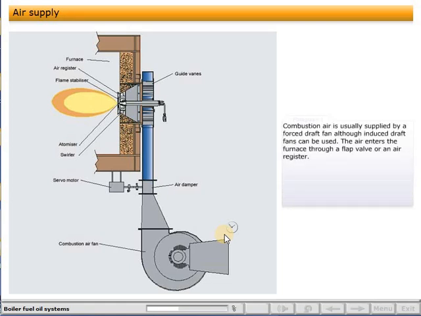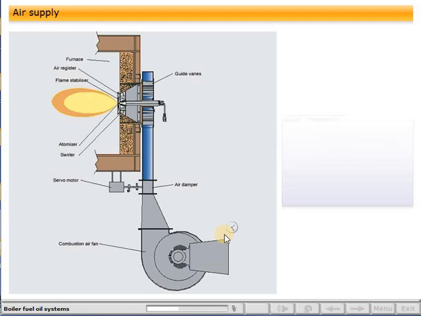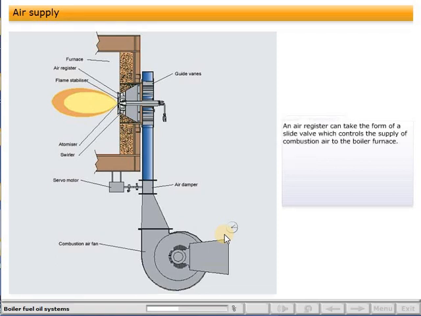Combustion air is usually supplied by a forced draft fan, although induced draft fans can be used. The air enters the furnace through a flap valve or an air register. An air register can take the form of a slide valve, which controls the supply of combustion air to the boiler furnace. The position of the register is controlled to give the air quantity required for the amount of fuel passing through the burner at any given time.